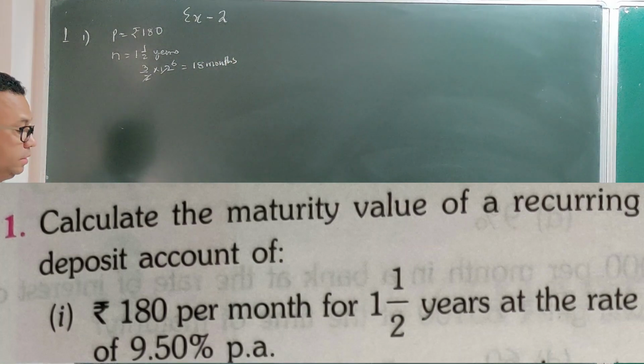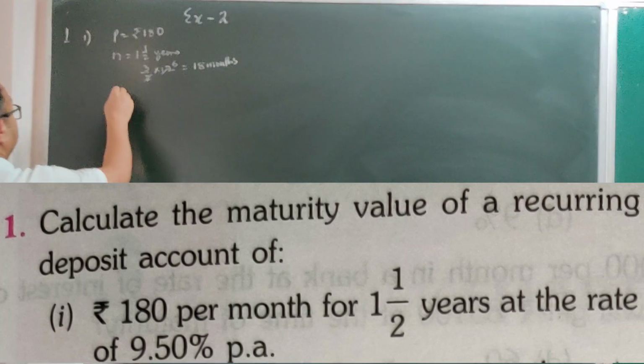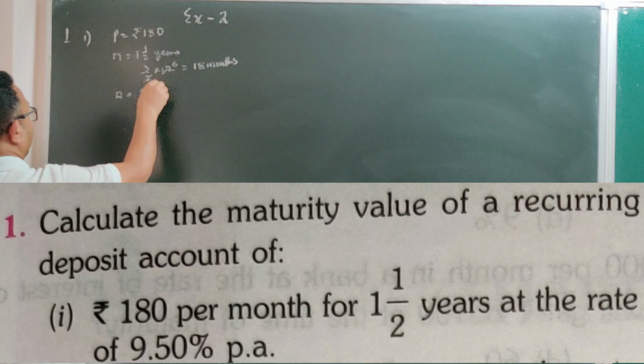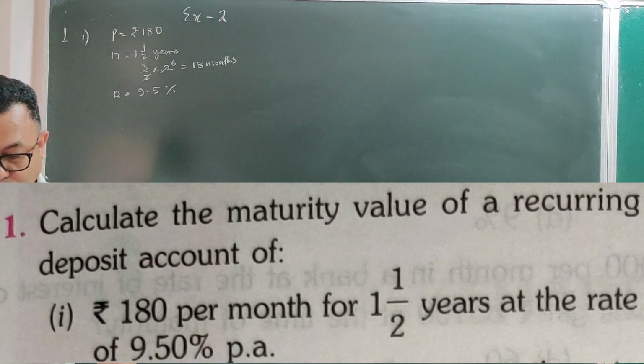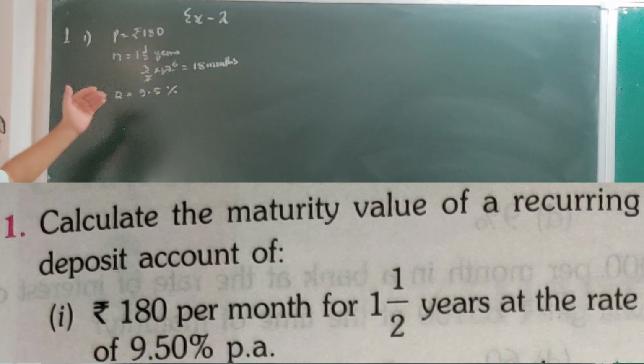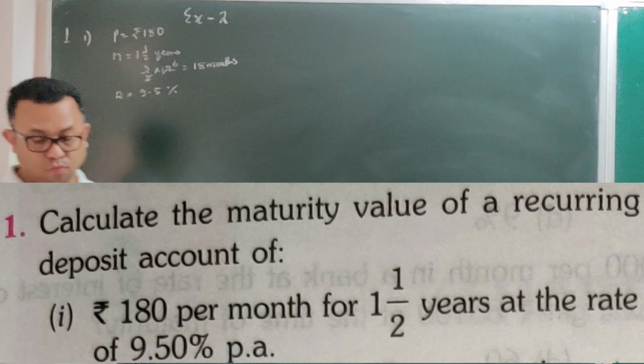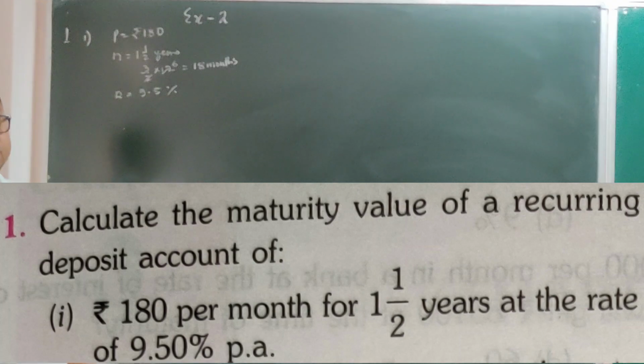Then next one is rate. Rate is given as 9.5% per annum. So as I told you, there are 4 things. Out of 4 things, 3 things will be given to you. As you can see, 1, 2, 3 things are given to you, and you have to find the fourth one. Now the question very clearly says, find the matured value.